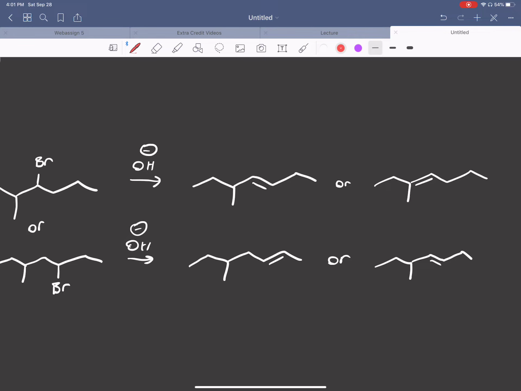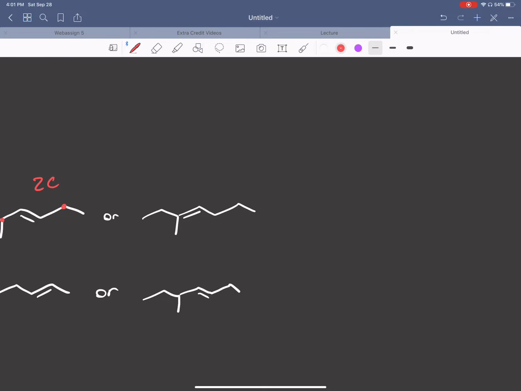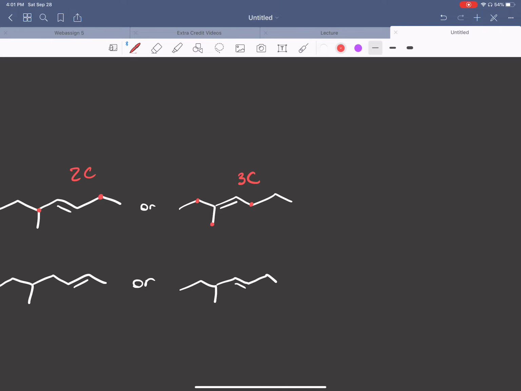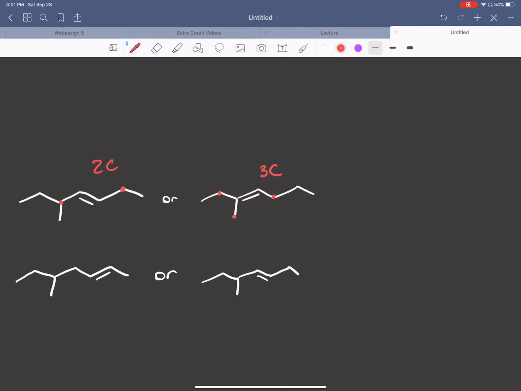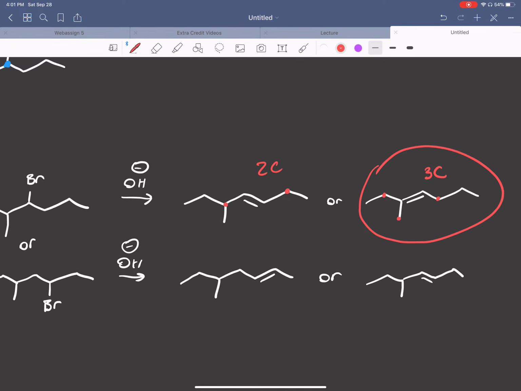Okay. So in this one, we have one carbon and two carbons right here. So it's going to be di-substituted. And over here, we're going to have one, two, three carbons. So we know that the double bond on the right-hand side is going to be the one that forms 100% of the time. Okay. And let's look at our original alkene.